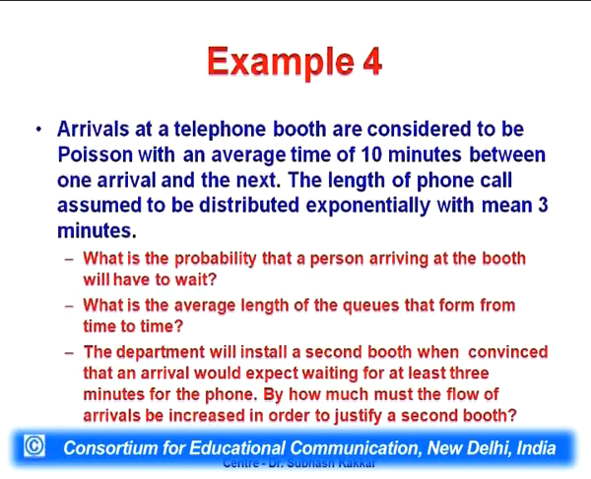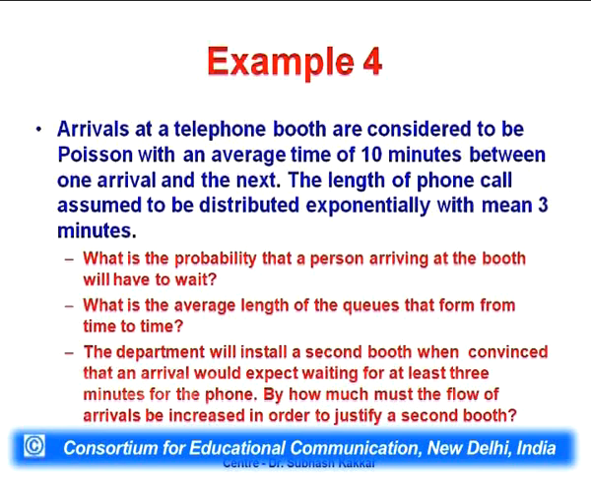Arrivals at a telephone booth are considered to be Poisson with an average time of 10 minutes between one arrival and the next. This again gives an arrival rate. The length of a phone call is assumed to be distributed exponentially with a mean of 3 minutes. This gives a service rate. The first one gives us the arrival rate, the second statement gives us the service rate.